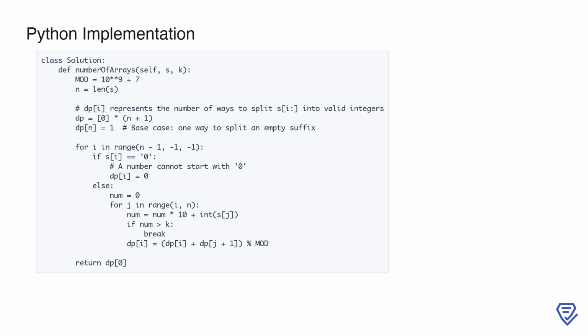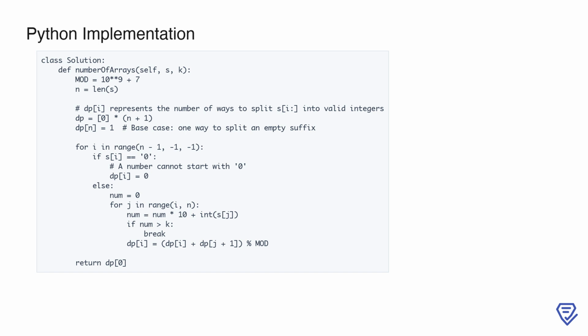The function numberOfArrays takes as input the string s and the integer k. Key steps. 1. Initialization. The constant mod is set to 10 to the power of 9 plus 7 to handle large numbers. The length of the string s is stored in n. A list dp of size n plus 1 is created, where dp[i] represents the number of ways to split the substring s[i:] into valid integers. It is initialized to 0. The base case is dp[n] equals 1, indicating that there is exactly one way to split an empty suffix.